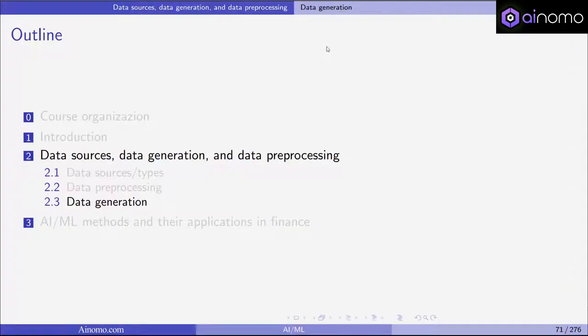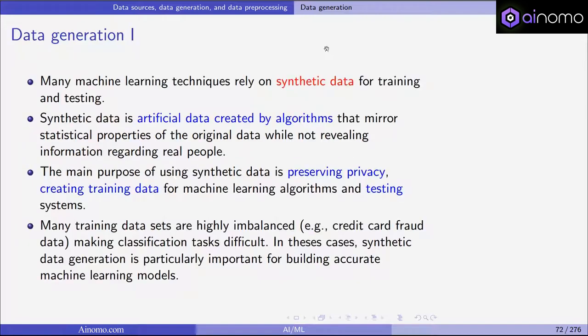Hello everyone, and welcome back to our class in Artificial Intelligence and Machine Learning in Finance. We are now at chapter 2.3, which deals with data generation.